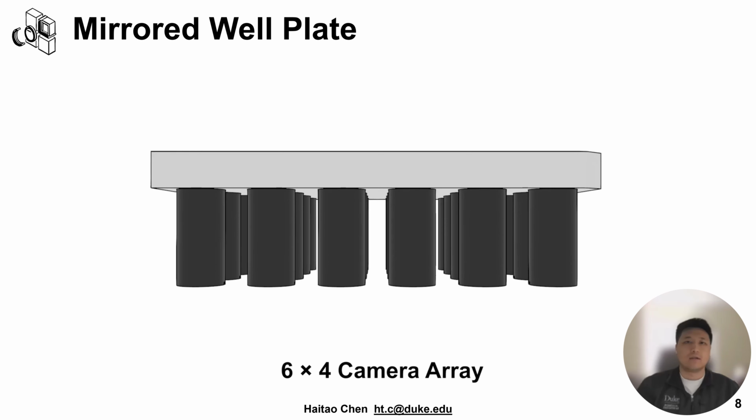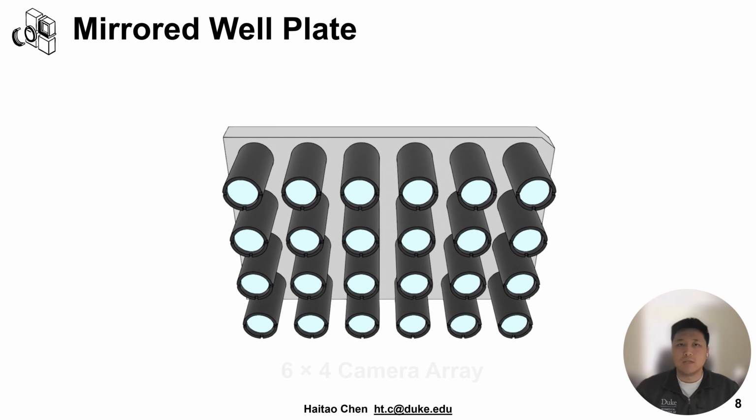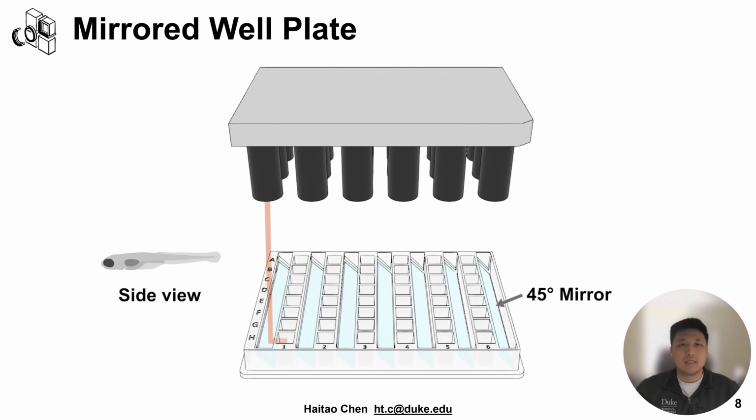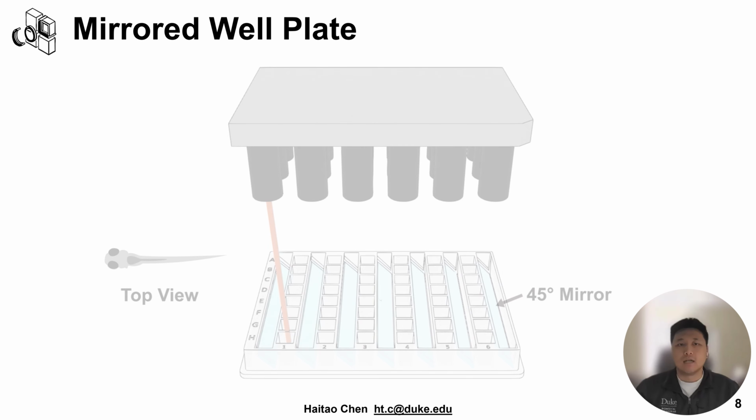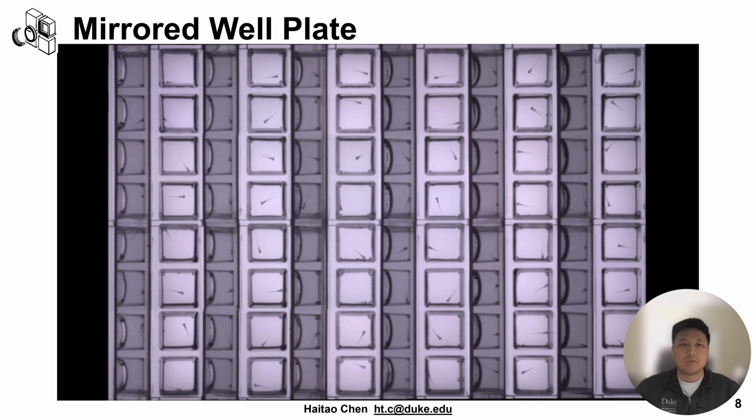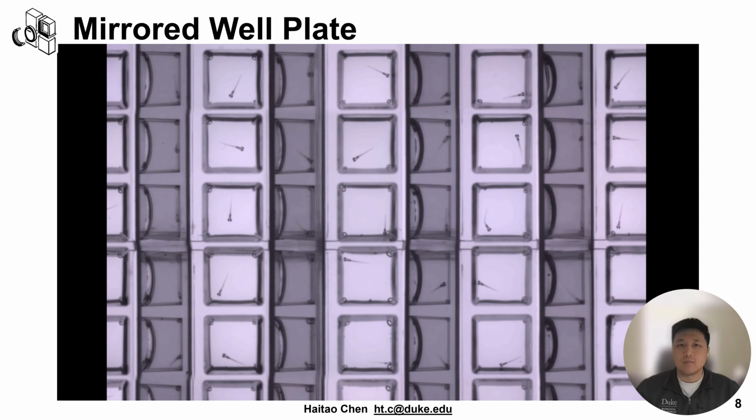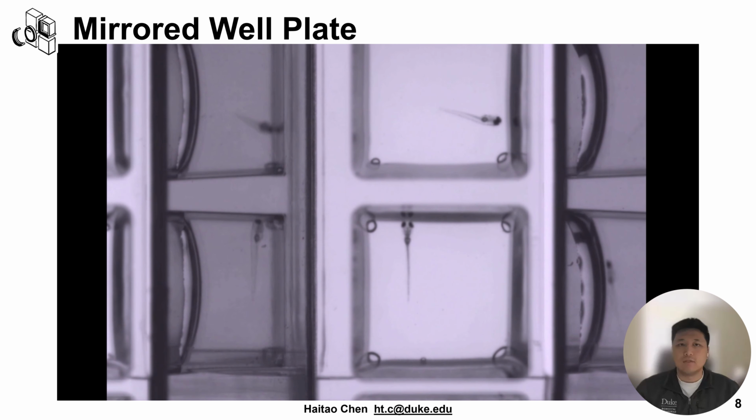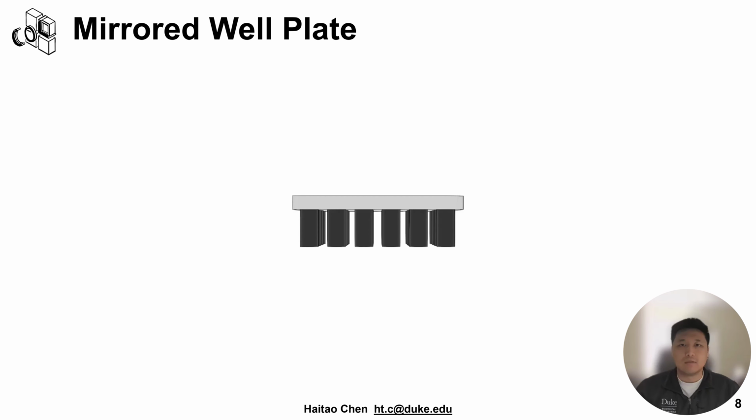What you're seeing here is the principle of the imaging platform. We can image both the side and top views at once. 48 swimming zebrafish larvae are imaged simultaneously. As we zoom in, you can see that for each individual well, the top and side views are clearly resolved.